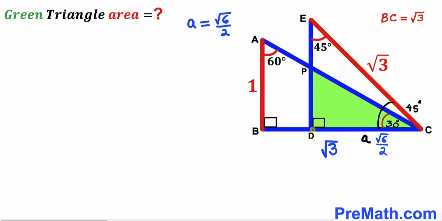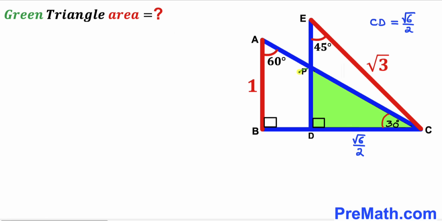And now we can see that this segment CD is the base of this green shaded triangle, and the base turns out to be square root of 6 divided by 2. And now our task is to calculate the height DP length for this green shaded triangle. So therefore let's focus on this green shaded triangle CDP. I'm going to label this height of this triangle as lowercase h. And now our task is to find the value of lowercase h.